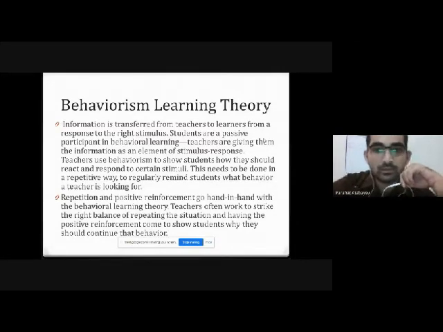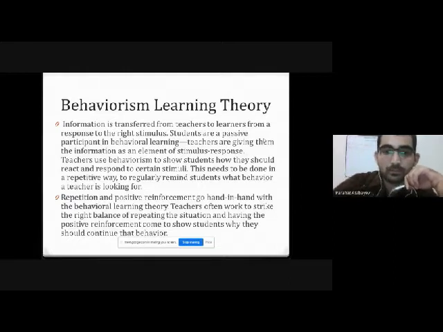Information is transferred from teachers to learners, with a response to the right stimulus. Students are passive participants in behavioral learning. Teachers are giving them the information as an element of stimulus response. Teachers use behaviorism to show students how they should react and respond to certain stimuli. This needs to be done in a repetitive way to regularly remind students what behavior a teacher is looking for.